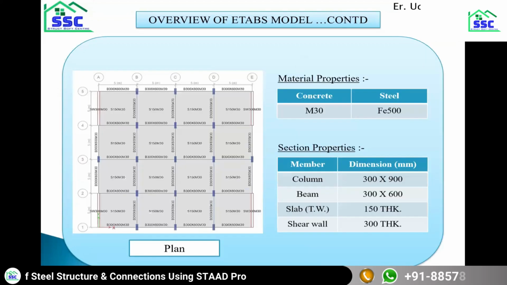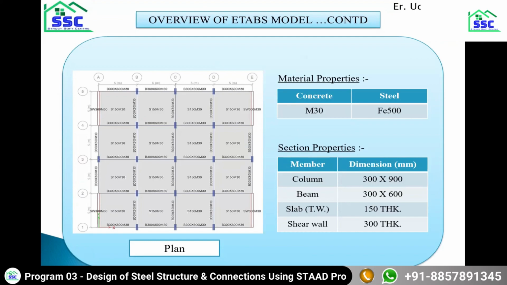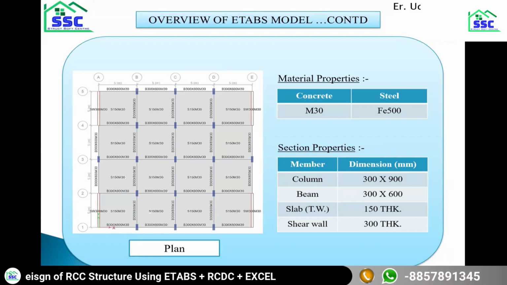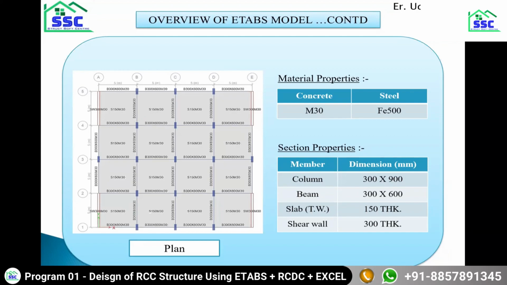Now, about the materials that we have used in the analysis. Being a parking plus 12-story building, we are using concrete grade of M30 and steel grade of Fe 500. The section properties that we are using: all our columns are of the same size, that is 300 by 900. Beam size is 300 by 600.